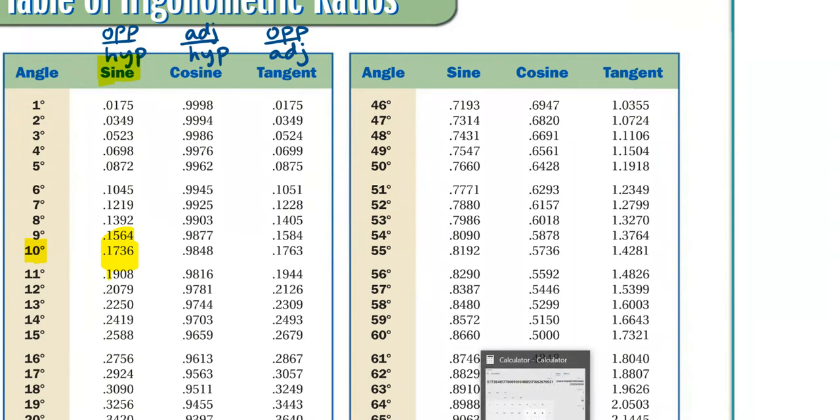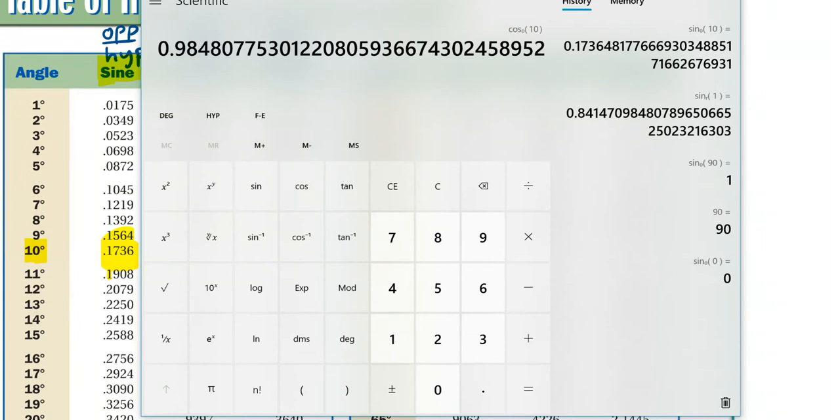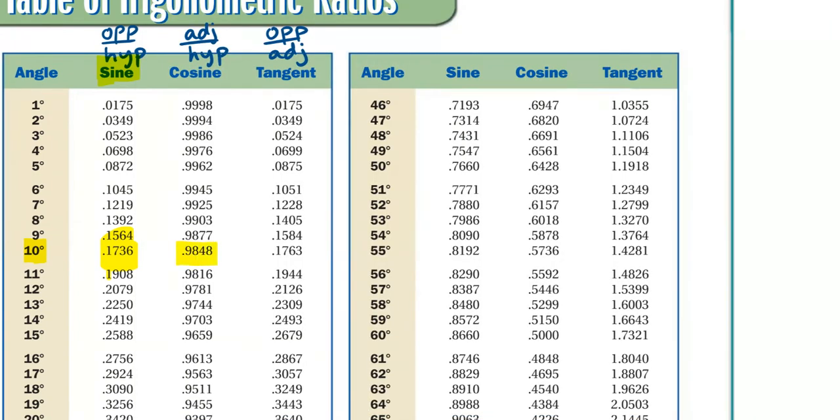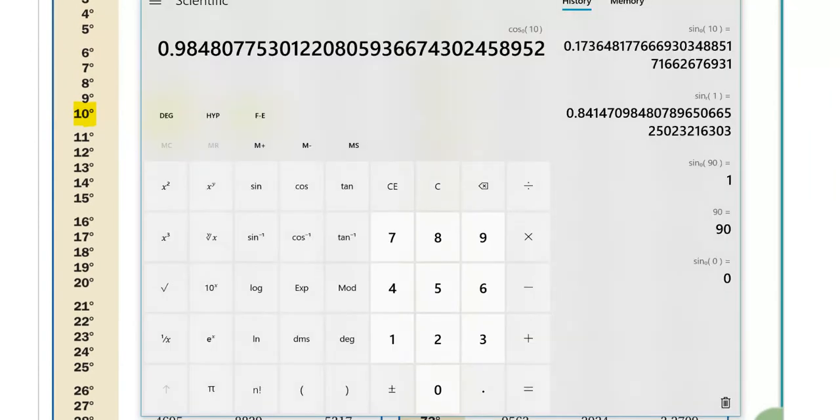You can do the same thing for the cosine. So if I hit 10 and the cosine function, I get 0.984. And that's exactly what you see here in the trig table. So this entire trig table that we looked at yesterday, that we had in the activity, has been saved into several functions in our calculator for sine, cosine, and tangent.